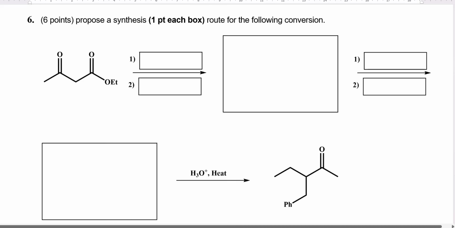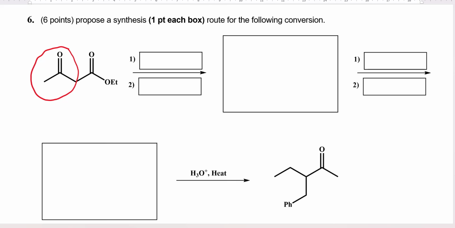For question 6, we would like to propose a synthesis route for this reaction. Our starting material, our reactant, is a beta keto ester. When we have acetoacetic ester, our final product is an acetone derivative. Take a look at this final product. We have the acetone molecule here, and on its alpha position, we have two alkyl groups, phenyl CH2 or benzyl, and CH2CH3 or ethyl. So we need to add these two alkyl groups to the acetoacetic ester.